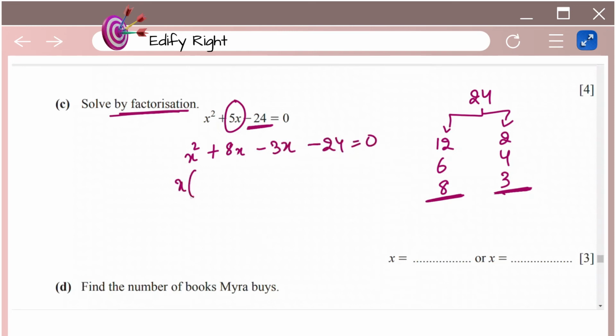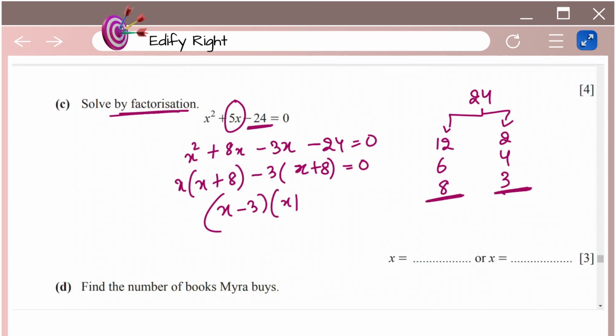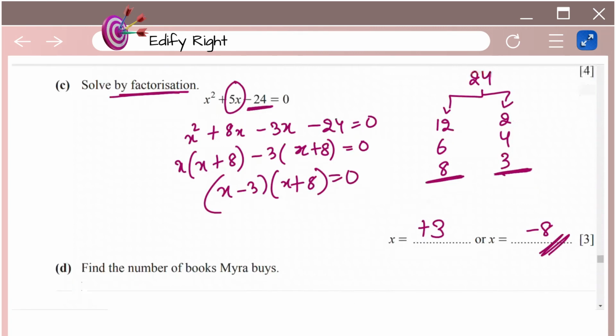Now we can easily take the common terms. So that is x into x plus 8 minus 3 into x plus 8 equal to 0. That is x minus 3 into x plus 8 equal to 0. So x can be of two values. It can either be positive 3 or negative 8.